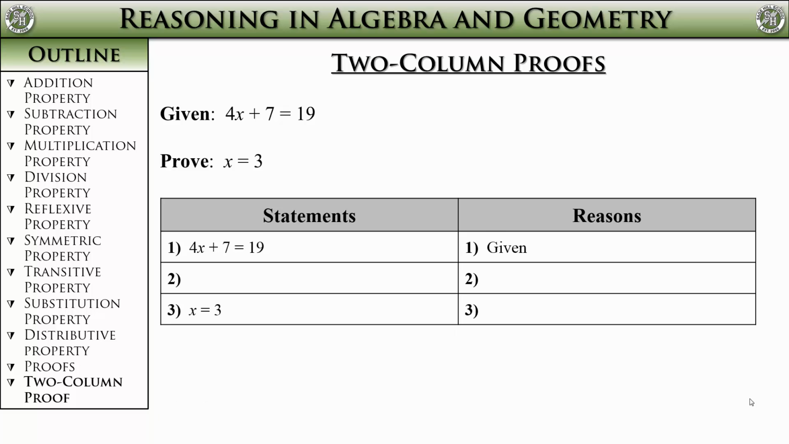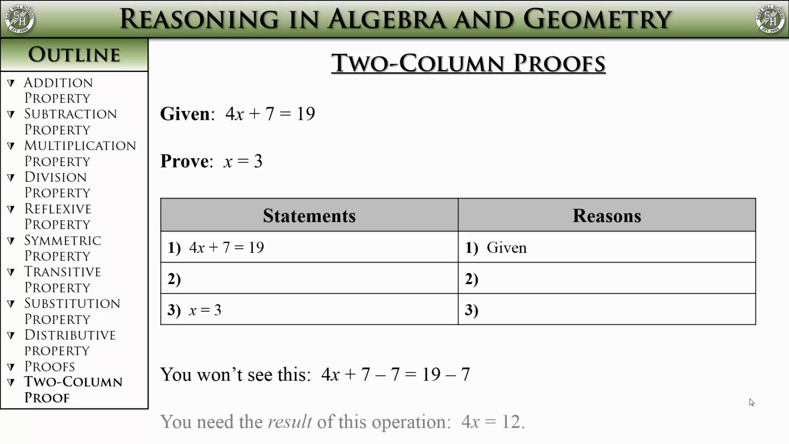We now need to consider how to make our way through this. If this was presented to you as an algebra problem, what is the first thing you would do with 4x plus 7 equals 19? For most people, they would subtract 7 from both sides. That's fine. Let's do that. But you won't see this anywhere. Even though that is what we want to do, that isn't what shows up in the proof.